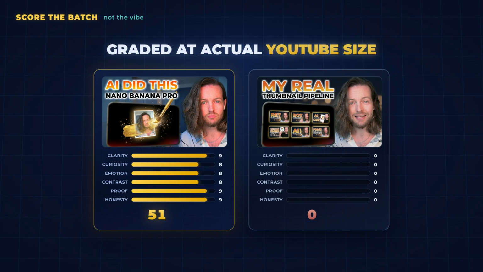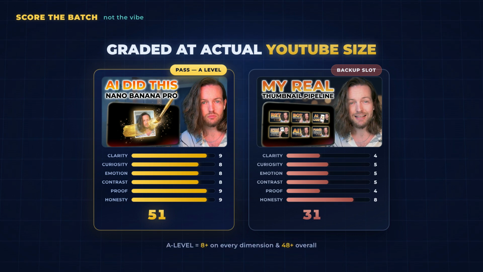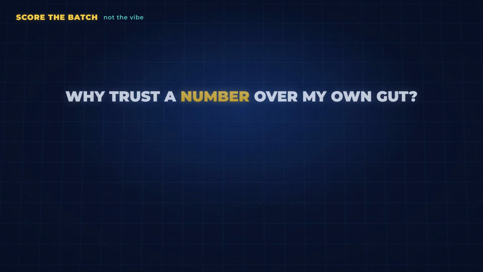Grades against real viral benchmarks pulled from outlier videos in this niche. Not just does this look nice to me today. A level is 8 or higher on every single dimension and 48 or higher out of 60 overall. Anything under that gets flagged, and honestly, most of those just get thrown out rather than shipped.